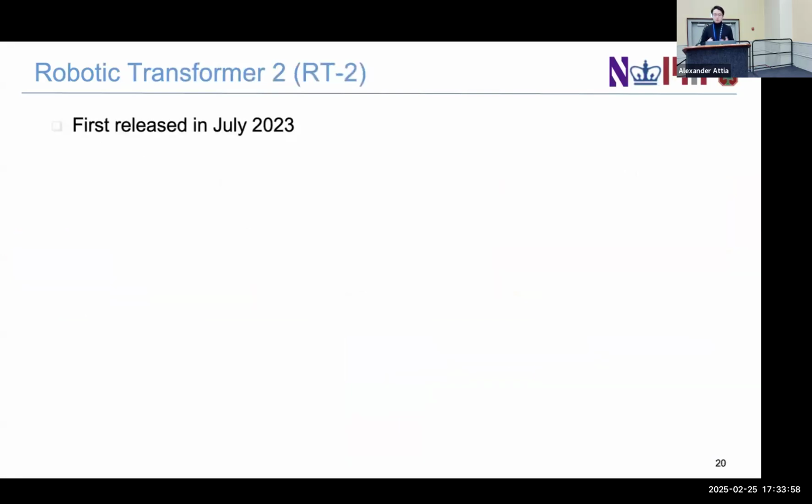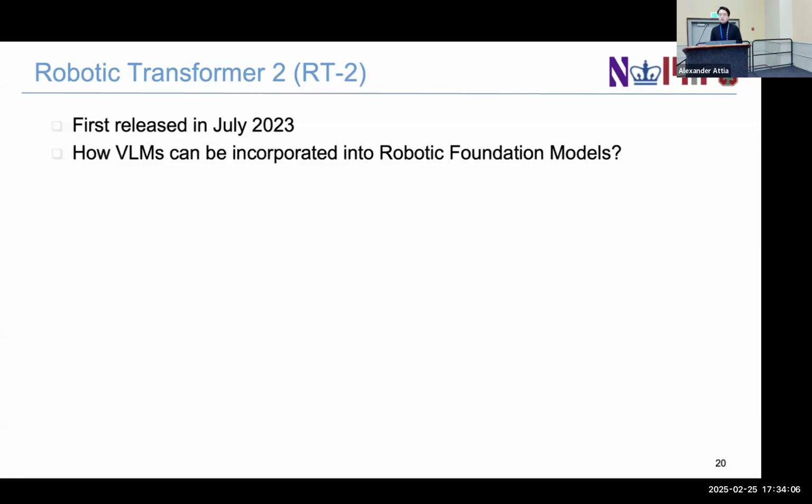It was first released in July 2023, which is roughly half a year later than Robotic Transformer 1. So the key question this work aims to answer is how those already-trained VLMs, which already show hugely impressive generalization capabilities, can be incorporated in the development and training of these robotic foundation models.